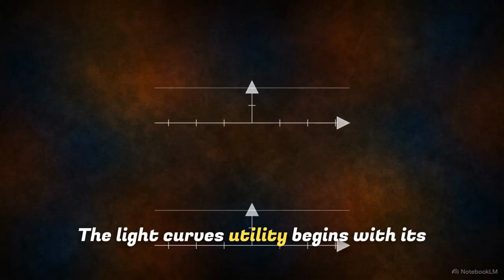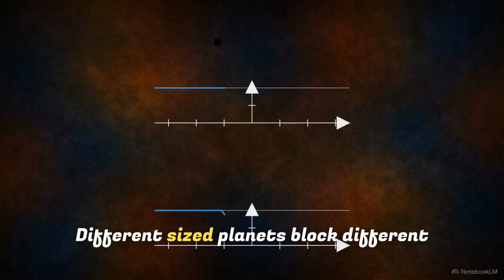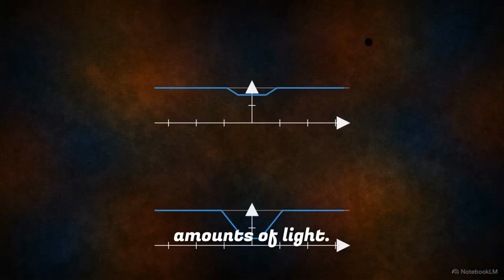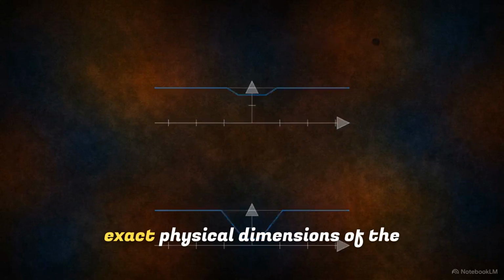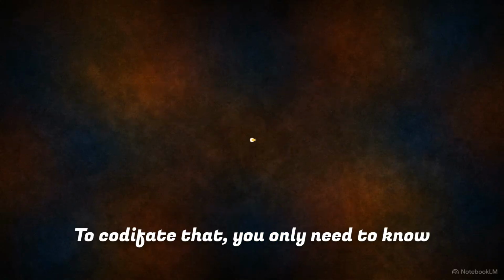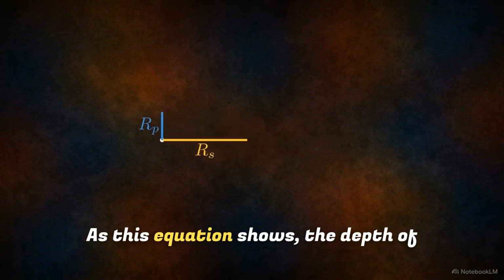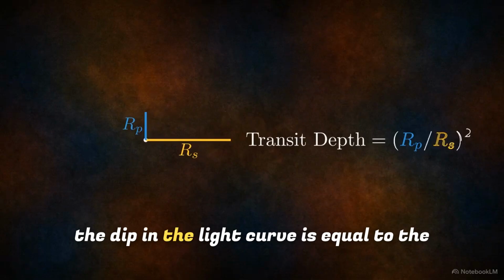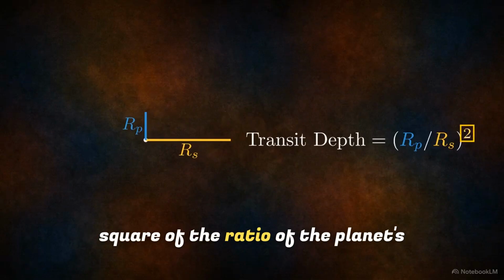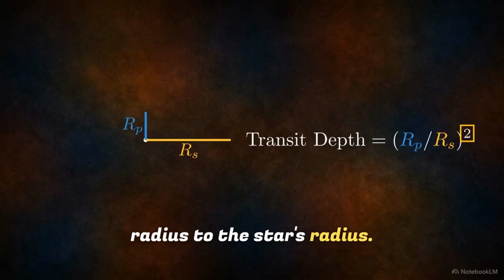The light curve's utility begins with its depth. Different sized planets block different amounts of light, so the size of the shadow reveals the exact physical dimensions of the planet. To calculate that, you only need to know the size of the host star. As this equation shows, the depth of the dip in the light curve is equal to the square of the ratio of the planet's radius to the star's radius.